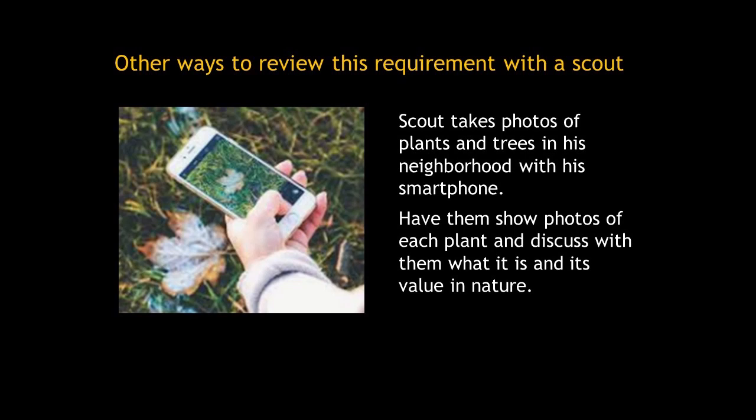What does it provide in nature? Maybe he's taking some pictures of some acorns. I say, well, what are those for? Who eats those? But the whole point is for him to go through this and understand the value of plants and trees in nature. And you can discuss that with him while you're looking at these pictures of leaves on a smartphone.